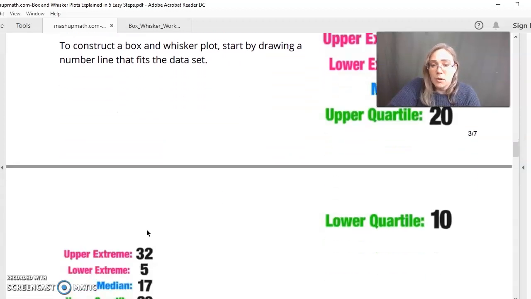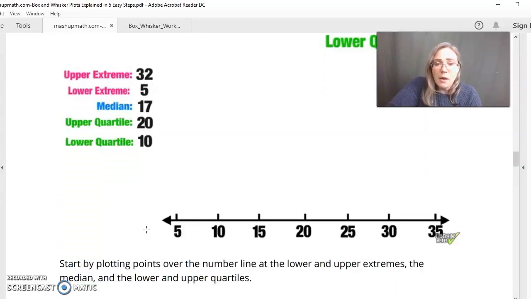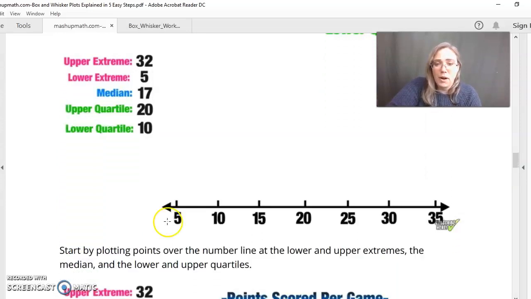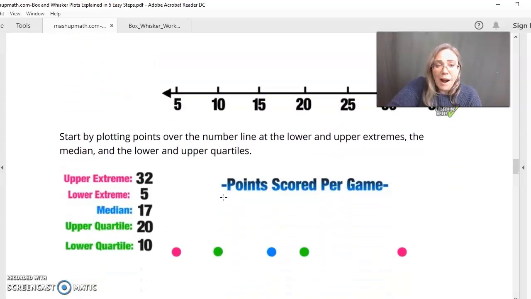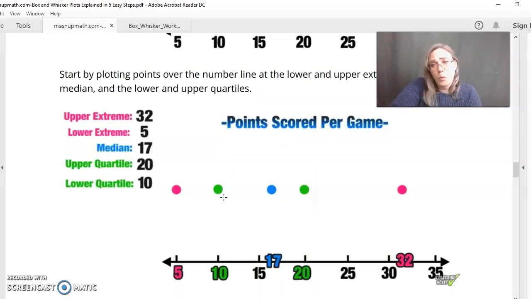You put these over a number line, and now we'll start plotting points at the upper and lower extremes. My upper extreme is 32, so I would put it right about here. My lower extreme is 5, so I'd put it here. My median is here, with the upper quartile and lower quartile. When we actually graph this, we see these points. And now we actually do the box and whisker plot.